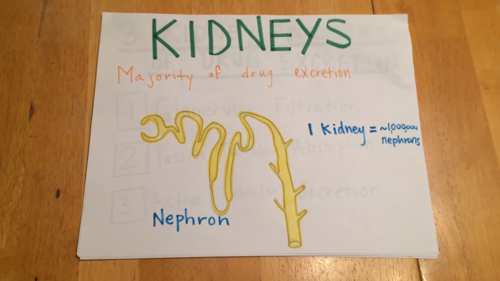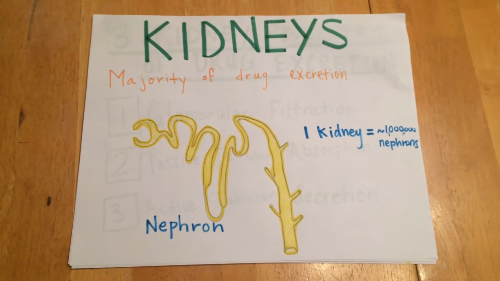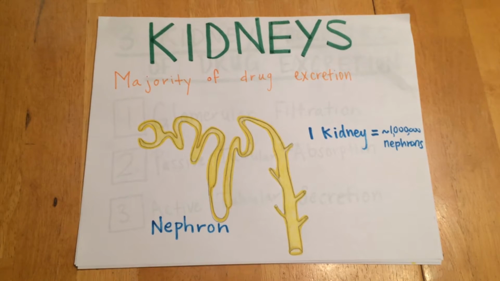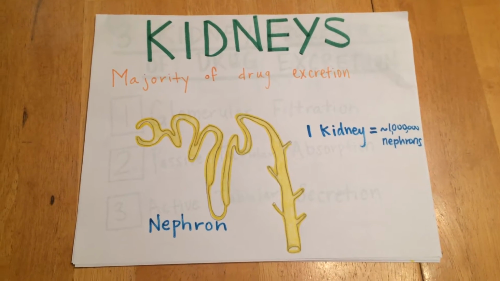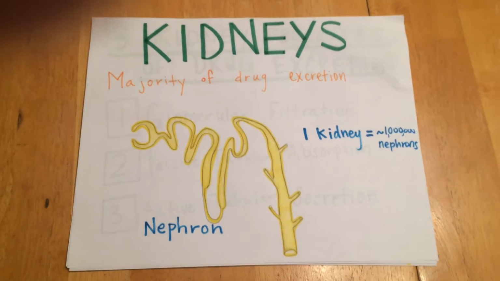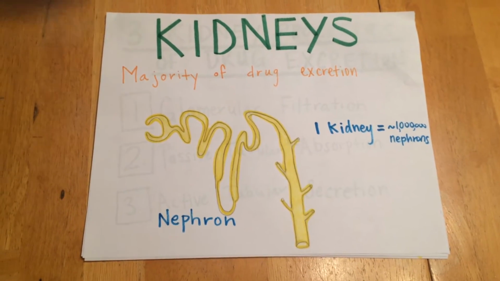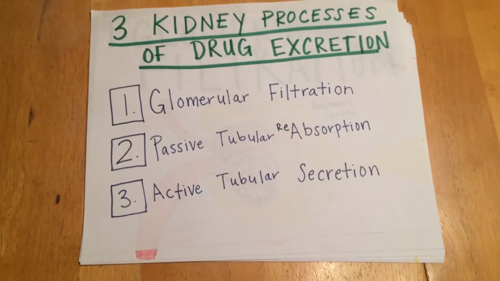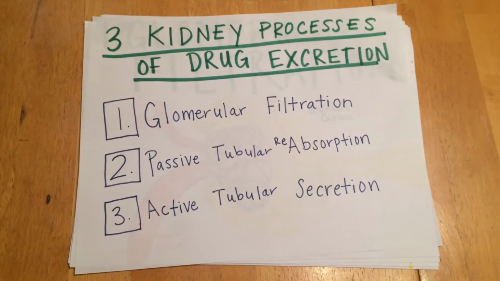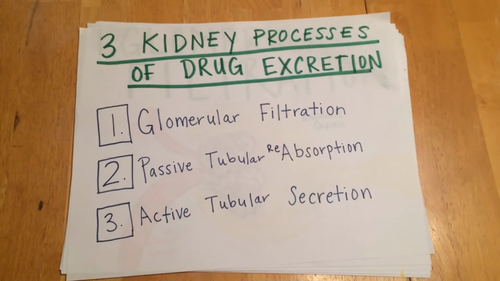The most important and effective way of excreting drugs out of the body is through the bean-shaped organs called the kidneys. This is where the majority of drug excretion occurs. One kidney contains approximately 1 million nephrons. The nephron is the functional unit of the kidney. Now we're going to walk through the processes of urinary excretion, which is the result of these three processes.